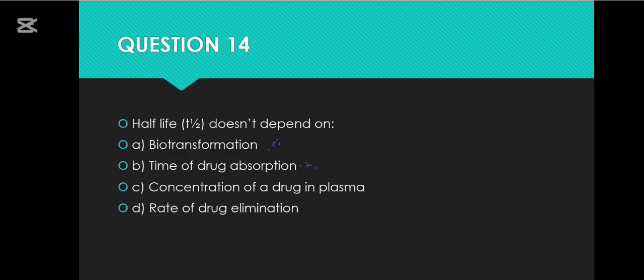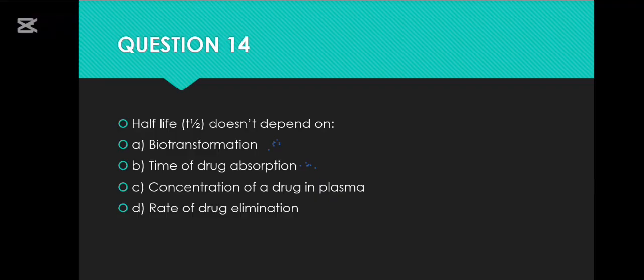So now remember I said every drug has its own designated half-life. Biotransformation, for example hepatic metabolism, affects the half-life of that particular drug. How about time of drug absorption? Time of drug absorption does not necessarily affect the half-life of a drug because it just needs to be absorbed. It has nothing to do with whether it drains or whether it takes time. It cannot affect the half-life.